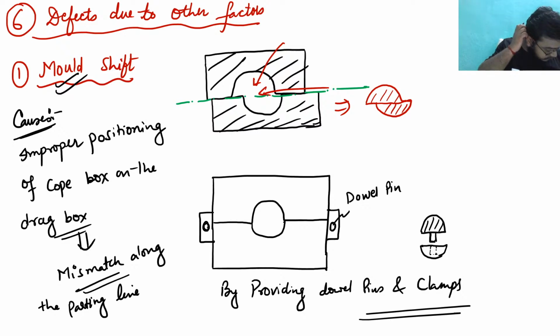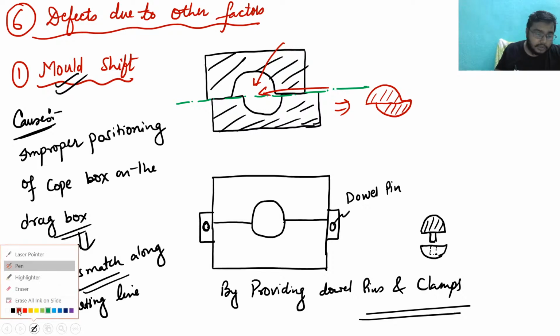So I think this mold shift is clear to you. I'm not getting any doubt. So this is the defect due to other factors, and the first defect is mold shift. Clear? What is the next defect? Next is core shift. What is this core shift?